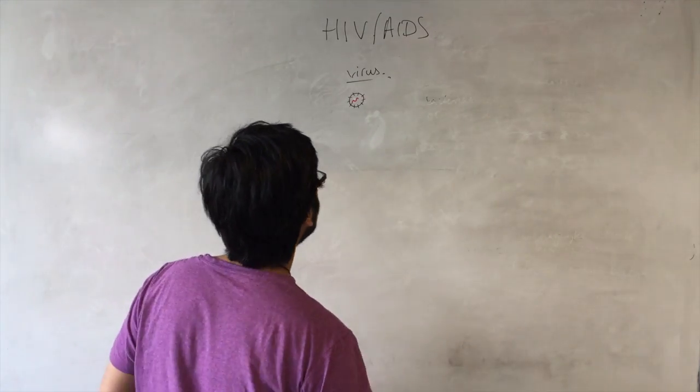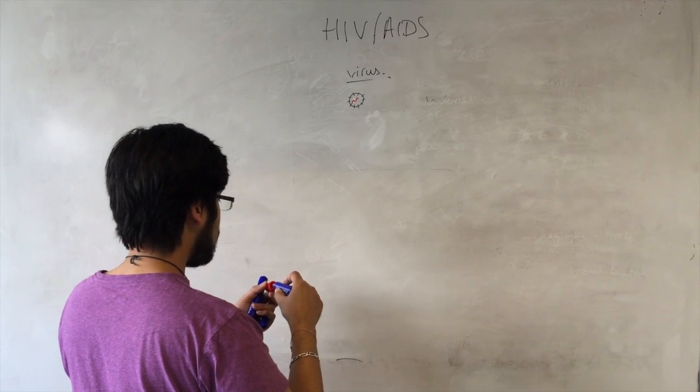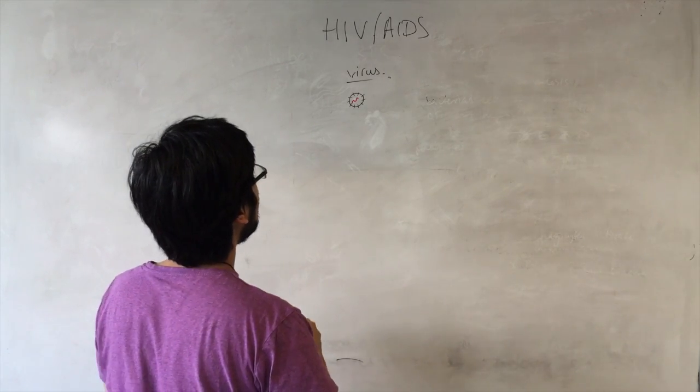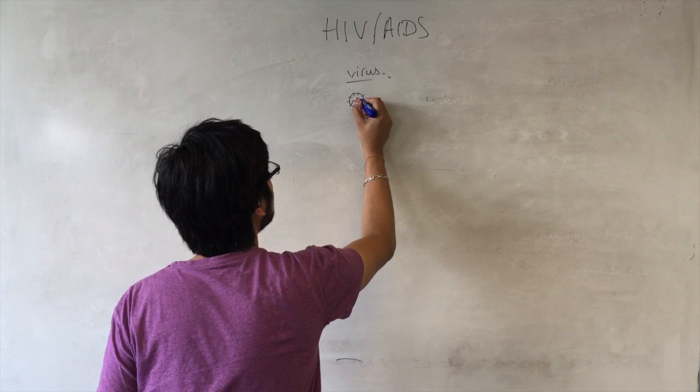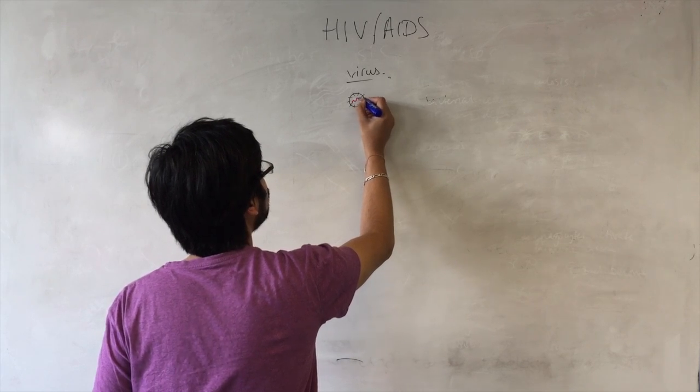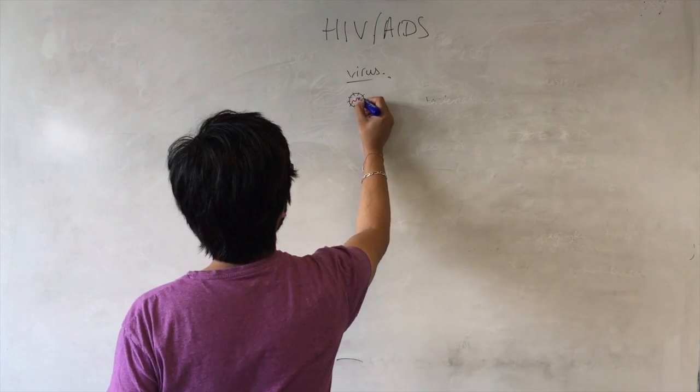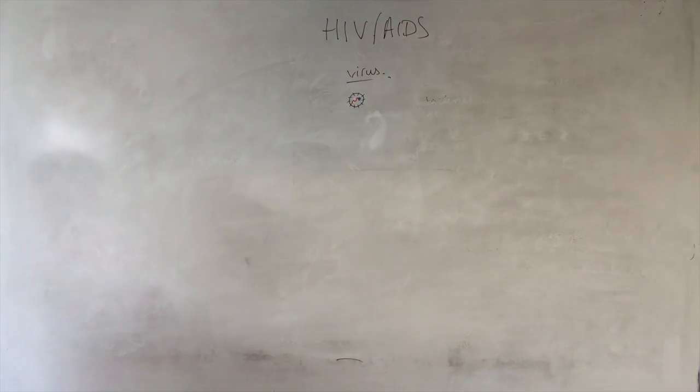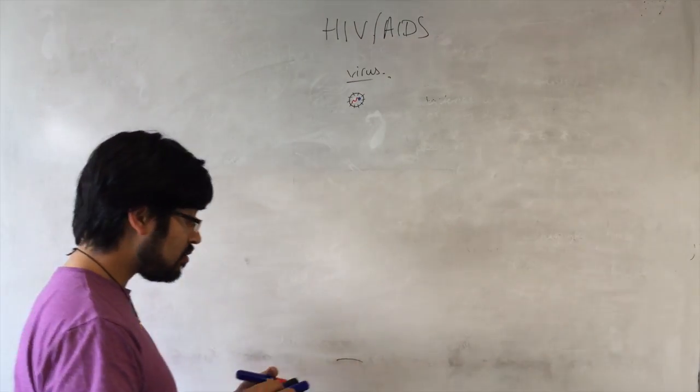Our genome is in our nucleus. It's double-stranded DNA. Okay, and as well as that, it's got a protein called reverse transcriptase. All right, so I hope you can see that. It's right there. Again, viruses are really, really small.